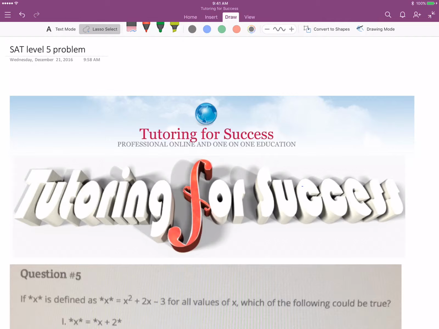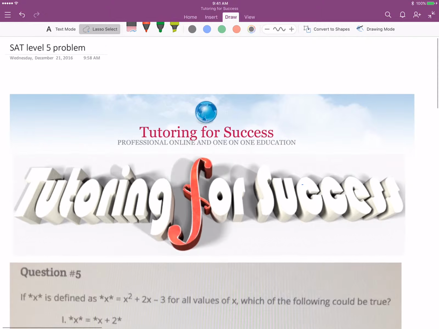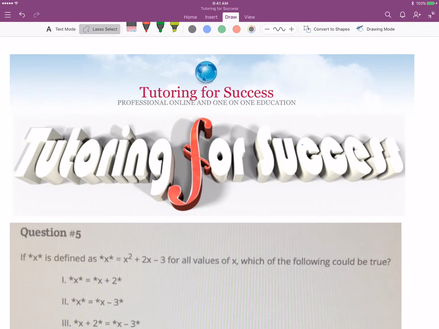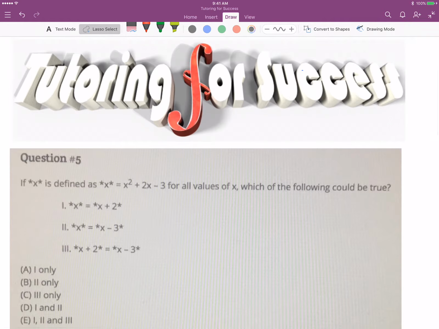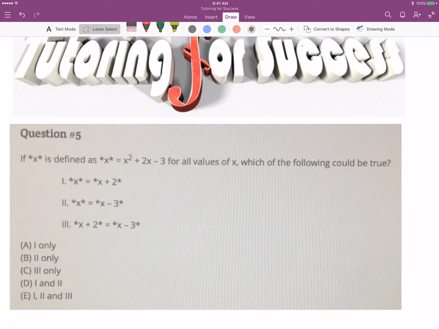Hello everyone, welcome back. Today we will be doing an SAT level 5 problem. This is the problem. If x star is defined as this, every time you see this x with these little two stars, it'll be expanded as this.